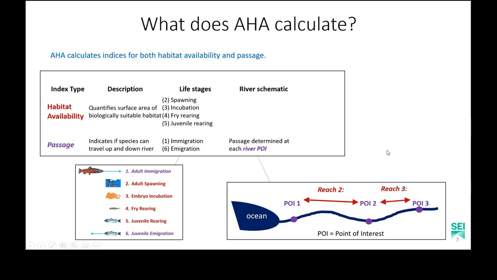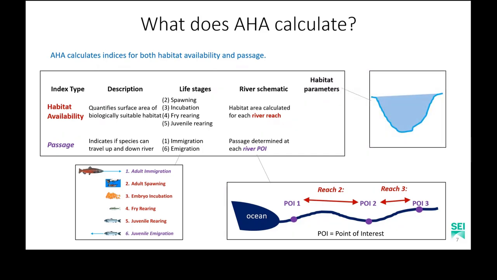In between these POIs are river reaches. And within each of these reaches is where the habitat area is calculated. So how much suitable habitat is in reach 2 and how much suitable habitat is in reach 3. And lastly, these two types use different habitat parameters. Habitat availability takes the average depth and velocity of the stream, whereas passage takes what's called the thalweg depth and velocity, which is at the deepest part of the channel, because the assumption is that as long as the deepest part of the channel is deep and moving, the fish can pass through there.